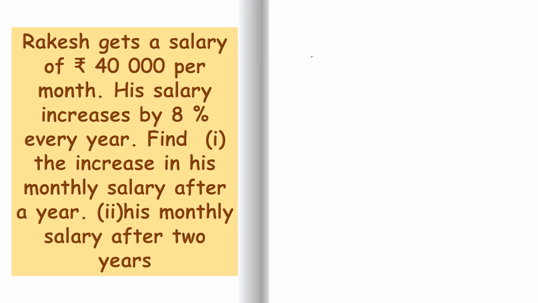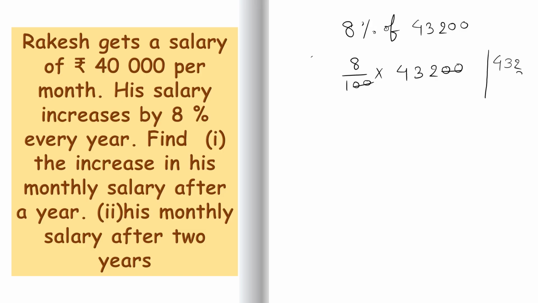Fine. So let's do 8% of 43,200. This is just the increment. So 8 by 100 into 43,200. We can just cancel the zeros with the zeros. 432 multiplied by 8 will give you 6. 8 3s are 24 plus 1, that is 25. We have 2 in carry. 4 times 8 is 32 plus 2. 3 4 5 6. Wow, that's a great number. 3 4 5 6, all consecutive numbers.